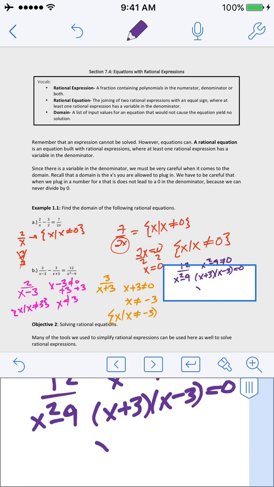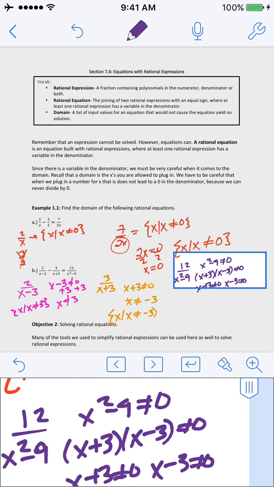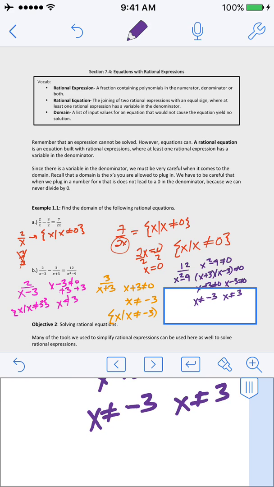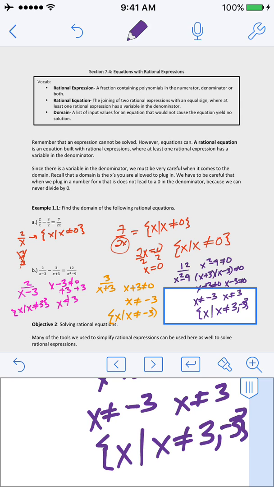Zero product property says x plus 3 cannot equal 0, and x minus 3 cannot equal 0. Because otherwise, if either one of those was true, then one of these would be 0, right? So then the whole thing would be 0. So x cannot be negative 3, and x cannot be 3. So the domain for this last guy is x such that x does not equal 3 or negative 3.